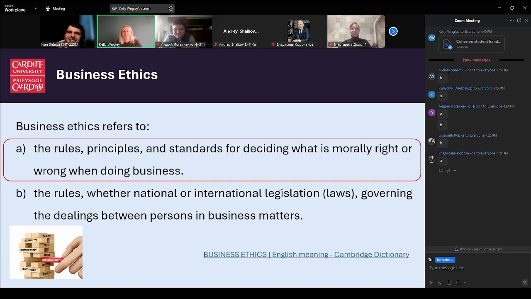Any good companies? Any companies you know with good business ethics? Yes, TEMU. Yes, I know. Why do they have bad business ethics? Child labor, or child workers.